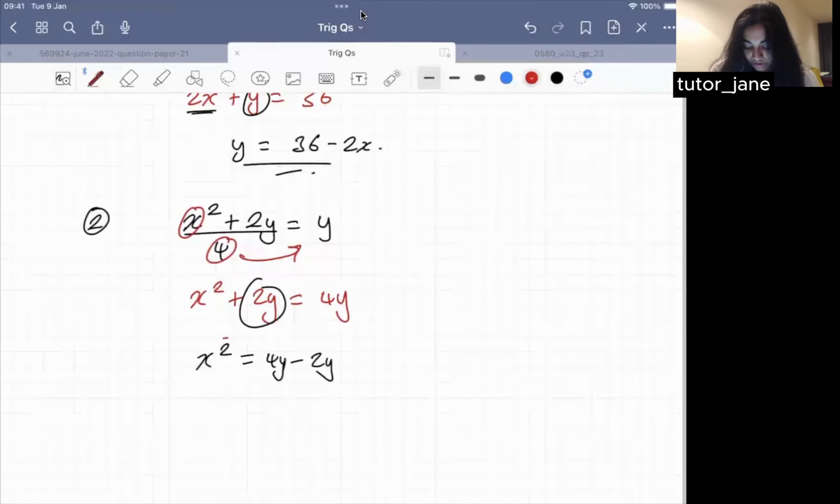And we have a square here. So we want the x on its own, we don't want the x squared. So we're going to get rid of the square by doing the opposite of that, which is to square root.